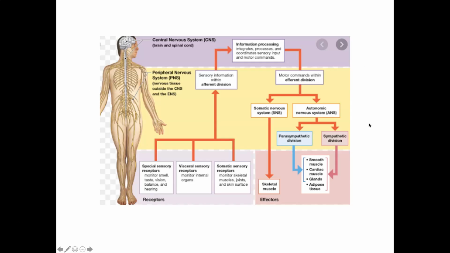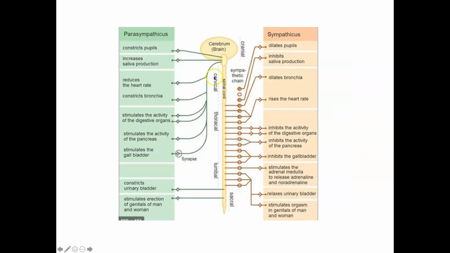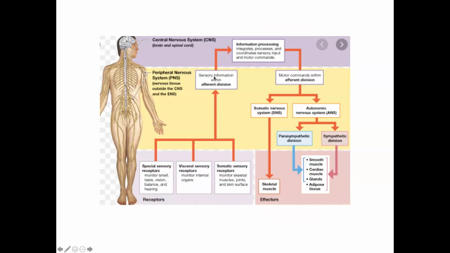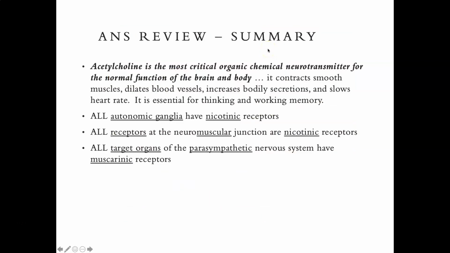Okay, your central nervous system, that's your brain and spinal cord. Your peripheral nervous system or autonomic nervous system, this is all the nervous tissue that's outside of the CNS. The way it works is you have these receptors. They send this sensory information. It goes through and is processed by the brain.